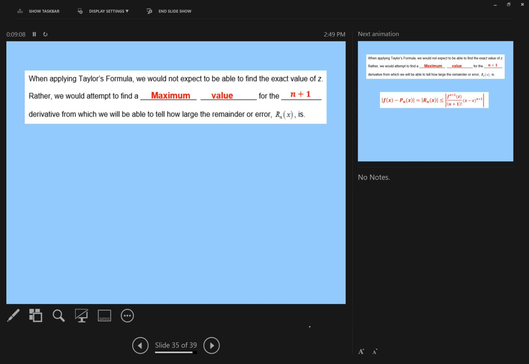So when we say the n plus 1 derivative at z, that's not the exact value of the n plus 1 derivative. That's the maximum that it could be. It's kind of like we're estimating high. So we're going to estimate our error high. You with me? Okay.